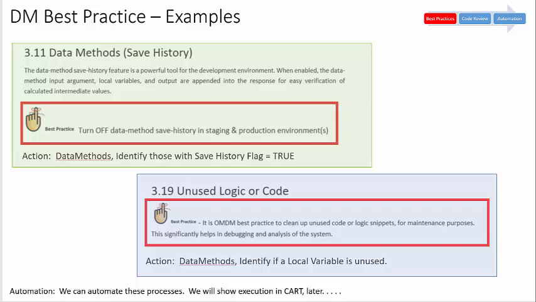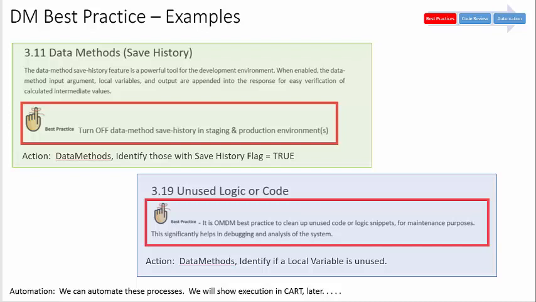This is because the data method save history flag is a feature that allows developers, when it's enabled, to see the input arguments, local variables, and output variables when they go through the consultative process of sending a request to the application and then getting its response. It allows them to see those data values. When the systems have all been tested, of course, you don't want the overhead of that happening in the production or staging environment. So the recommendation here is that we turn that off.